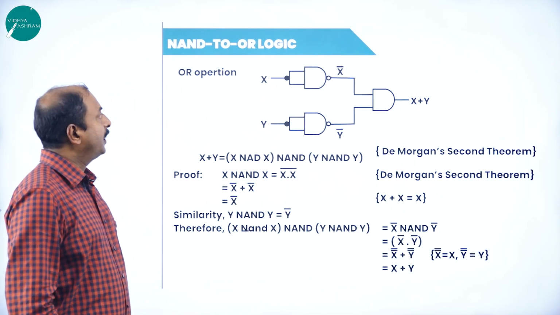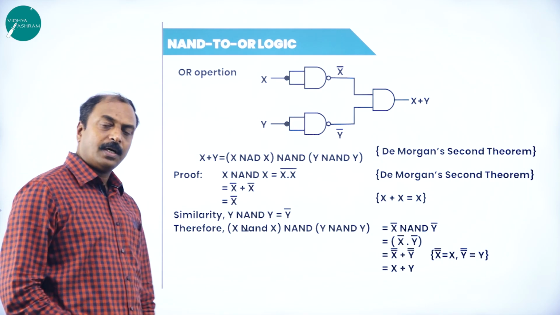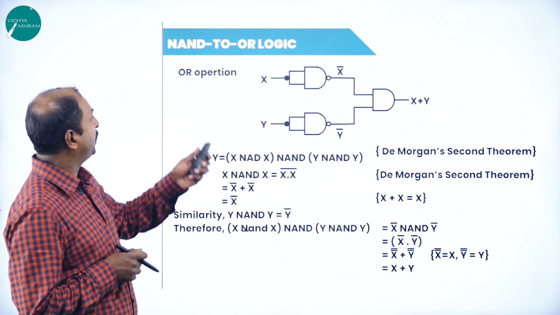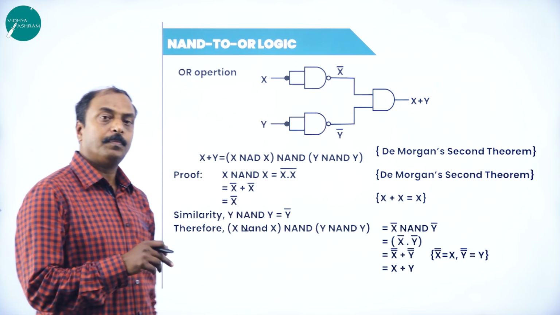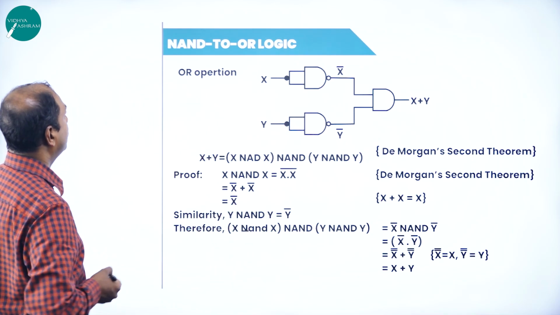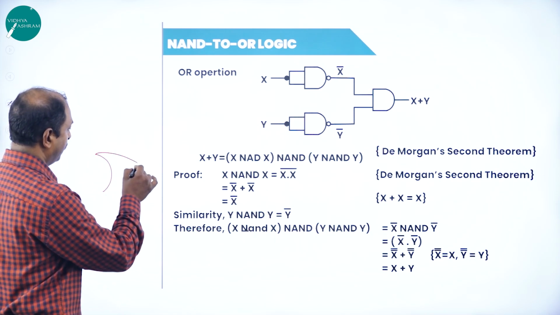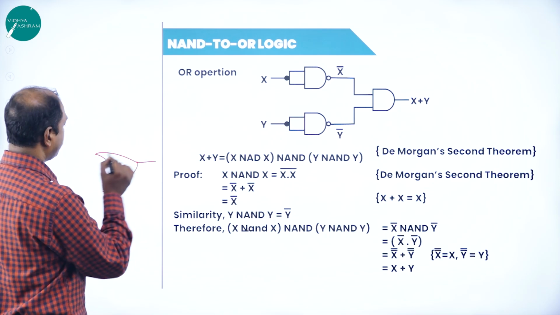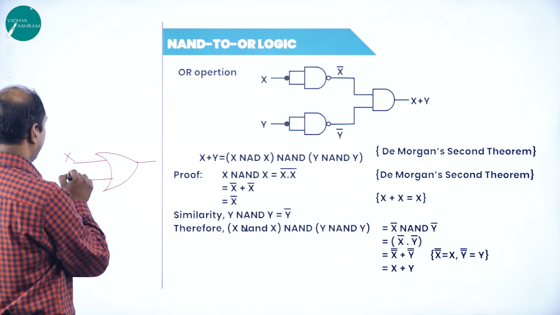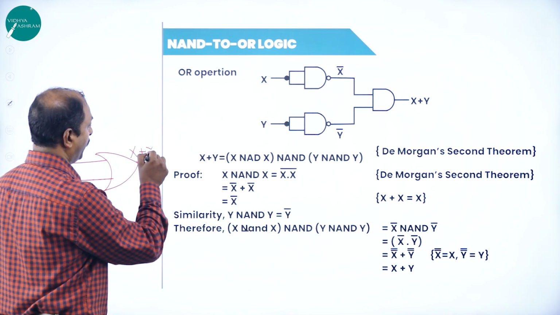Okay, students. Now, let us look into another operation, that is the OR operation or OR gate. That means, how do we construct an OR gate by using the NAND gate, or with the help of the NAND gate. Now, you know what an OR gate or OR operation is. This is your OR gate with two inputs. Suppose this is X and this is Y, it would be X plus Y.